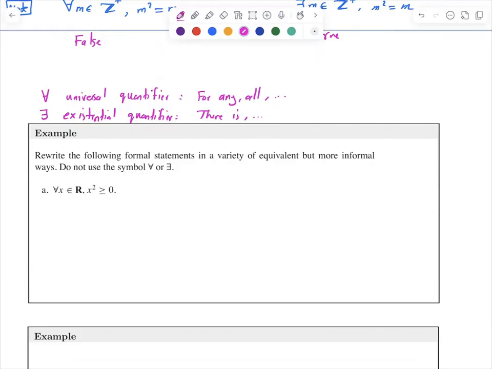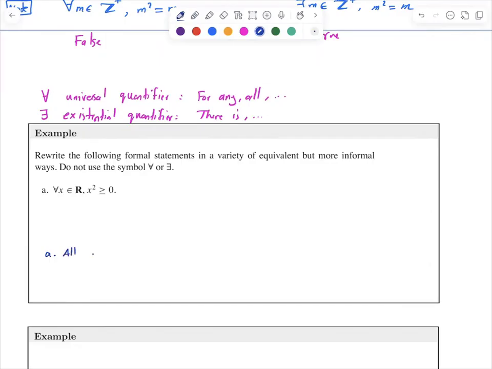Okay, let's write this down for you. Make sure we have enough space for the rest of them. So for A, we can write it this way. We can say that all real numbers have non-negative squares.